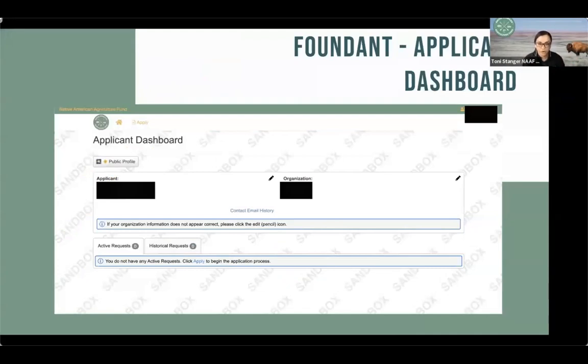Once you get in and you've created your username, this is what your dashboard will look like. And it won't say sandbox in the background. This is just an example of what a dashboard looks like, but you'll see your applicant information that will have your address, your point of contact, your organization's information, contact history. Once you get in there, you will see the ability to apply for our youth or our RFA.